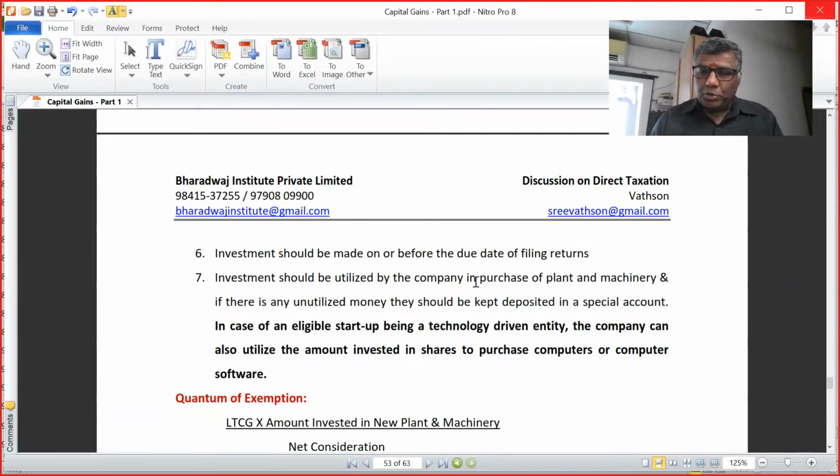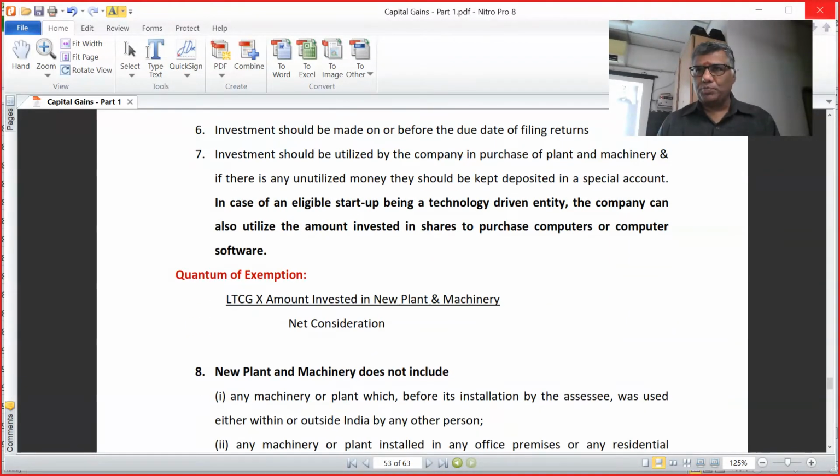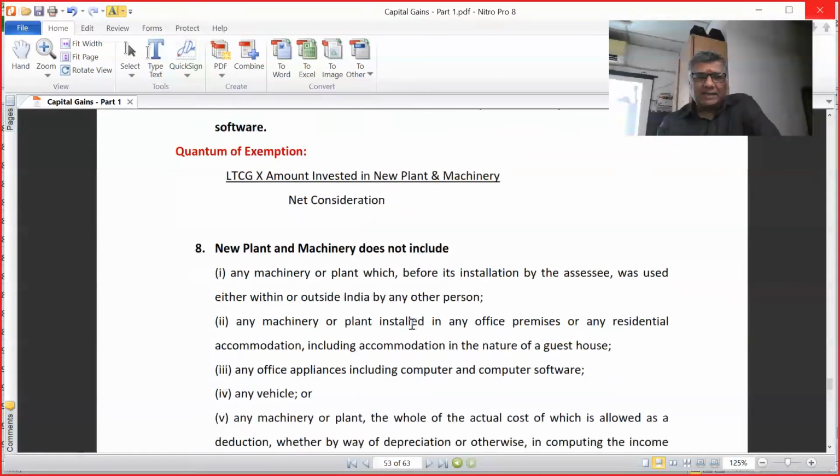Investment should be made before the due date. The investment should be utilized by the company in purchase of plant and machinery, and if there is any unutilized money, it should be kept deposited. In case of an eligible startup being a technology-driven entity, the company can also utilize the investment in purchase of computers, of course plant and machinery. Quantum of exemption, like 54F, is LTCG into amount invested in new plant and machinery or deposited, divided by net consideration.